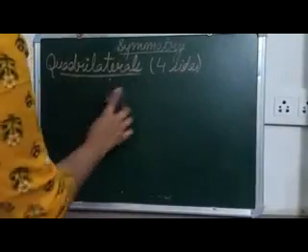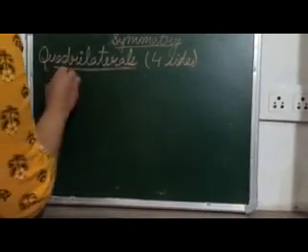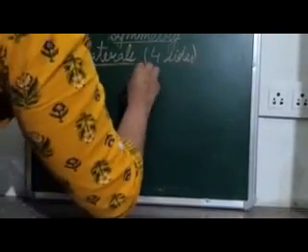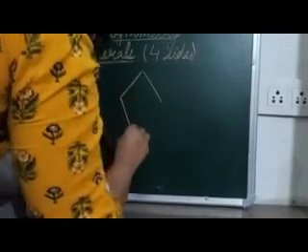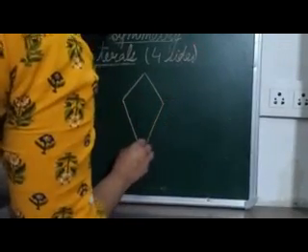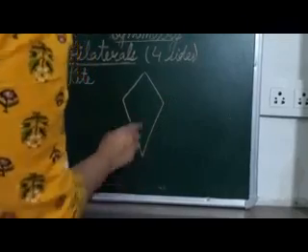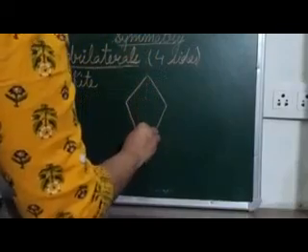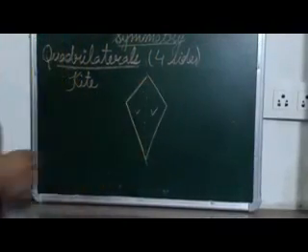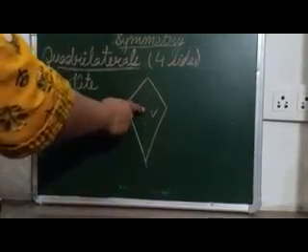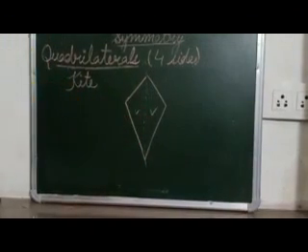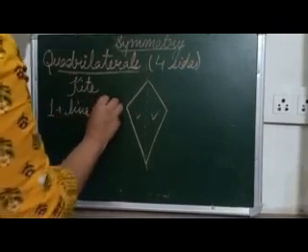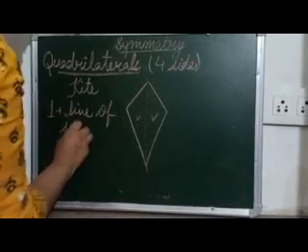Next type of quadrilateral is kite. So in kite, these 2 sides are equal and these 2 lower sides are equal. So how many lines we can draw to divide it? Only one. There is only one line of symmetry in case of a kite. Only one line is there which will divide this figure into two equal parts. So we can say that in case of a kite, there is only one line of symmetry.